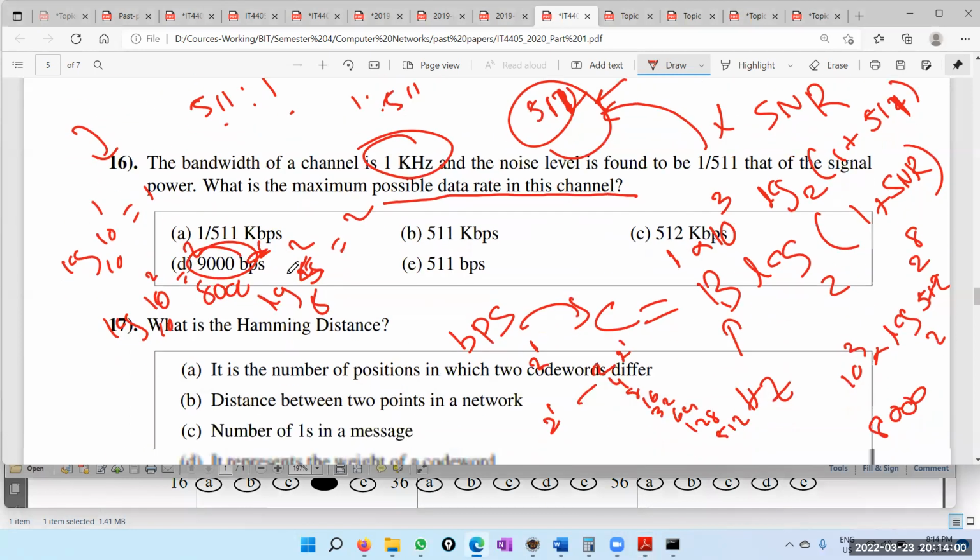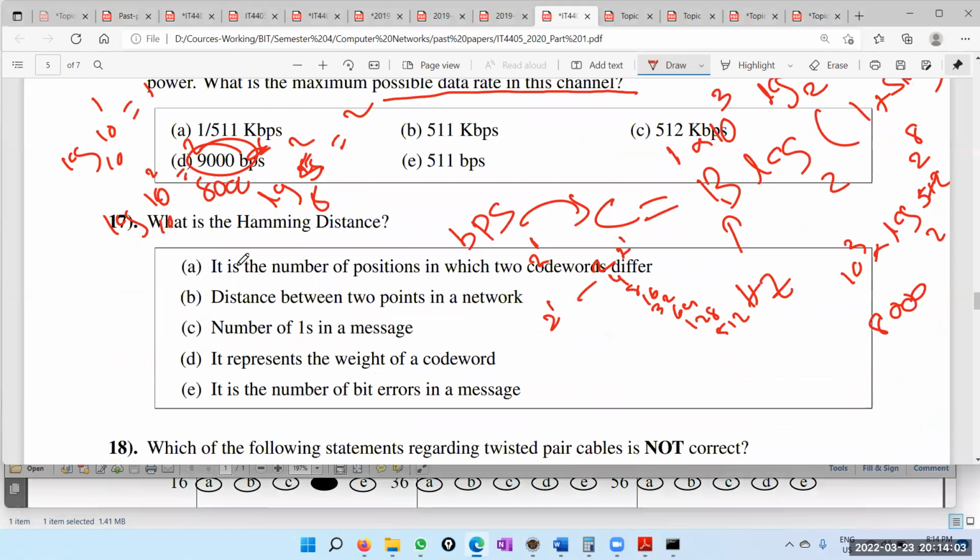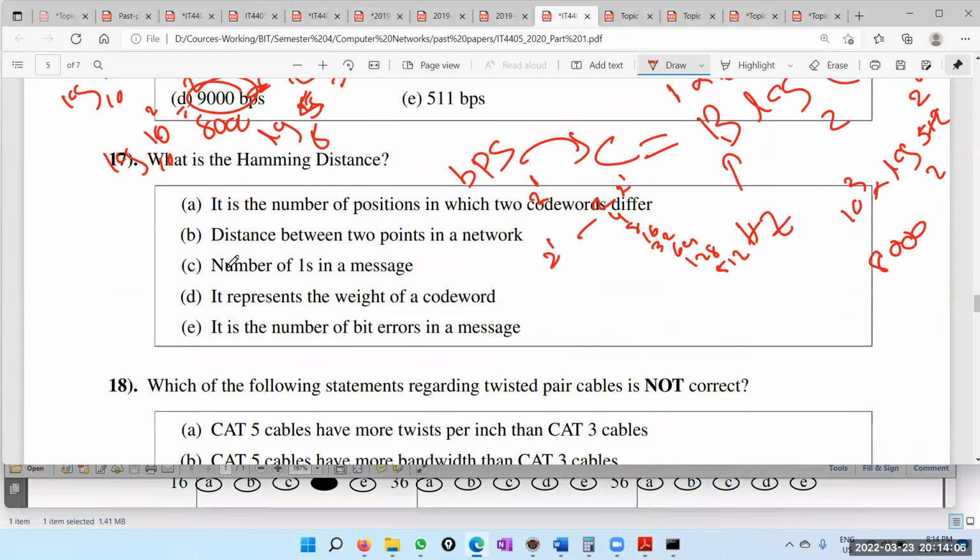Right. So question 17: what is the Hamming distance? We discussed the Hamming code last Wednesday also, remember? The first location, second location, fourth location, 8th location, 16th location, 32nd location, so 2 to the power n locations are used as Hamming code bits. Using the Hamming codes, if there is only a single bit corruption, we can say exactly which bit has been corrupted.